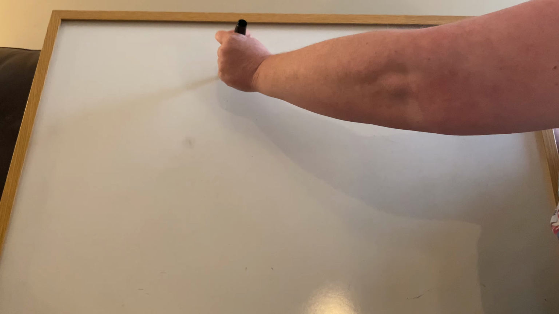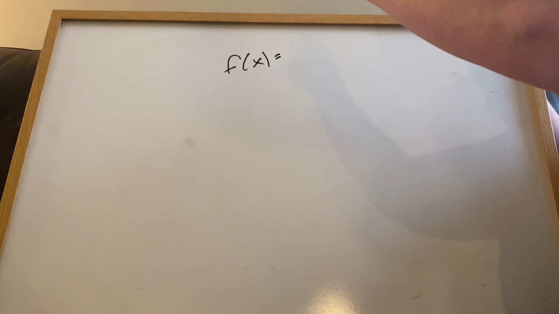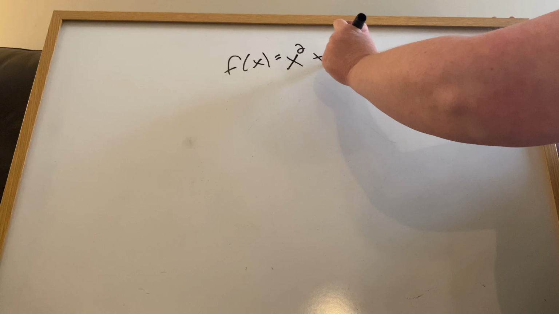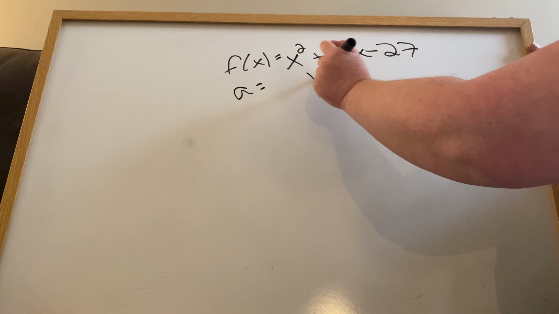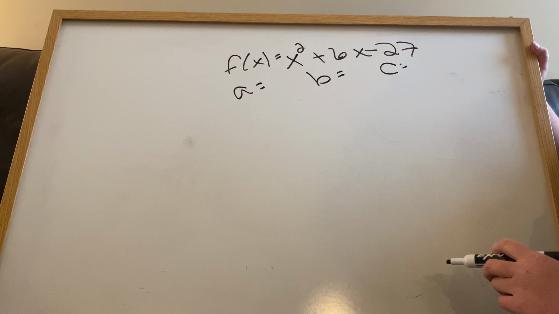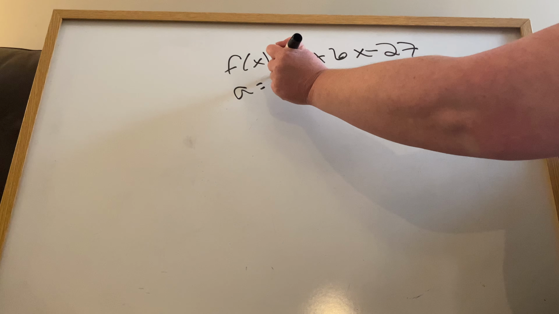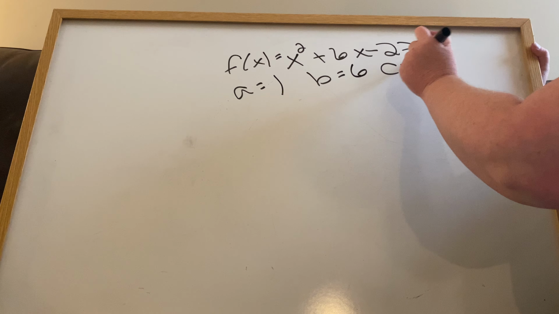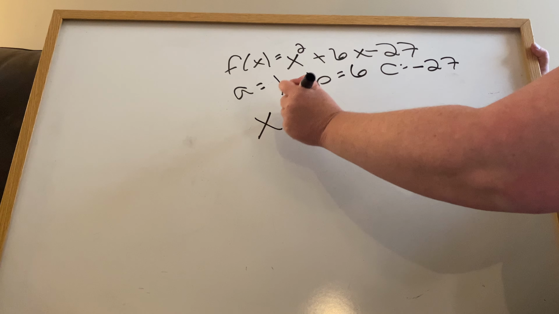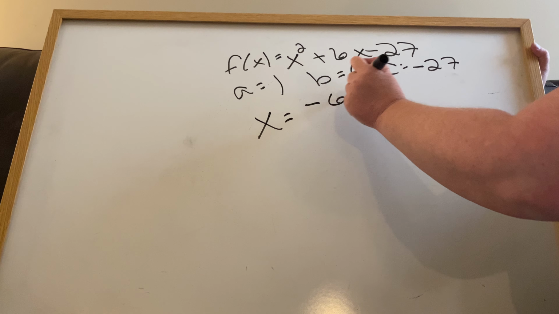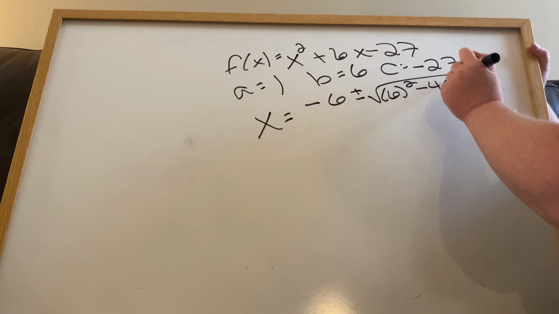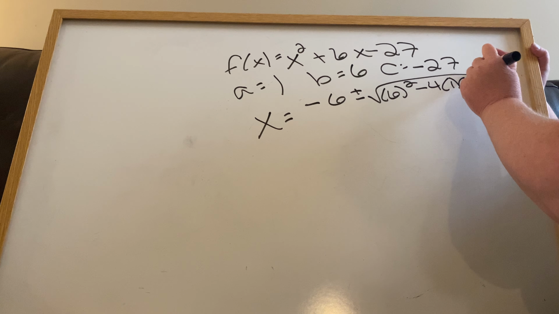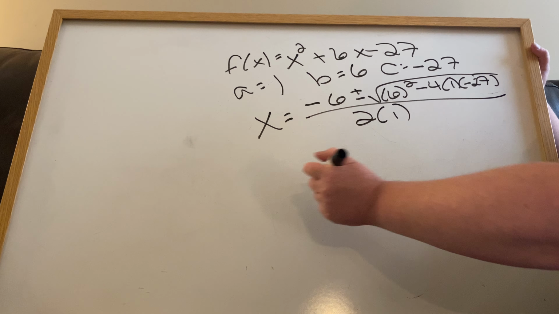All right, number 3. So we've got x squared plus 6x minus 27. So you want to pick out A, B, and C. So here there's no number in front of x squared, but the x squared term is there. So it's really just 1. B is going to be 6 and C is going to be -27. So then x is going to be -b plus or minus square root. You've got b squared minus 4 times 1 times -27 over 2 times 1.